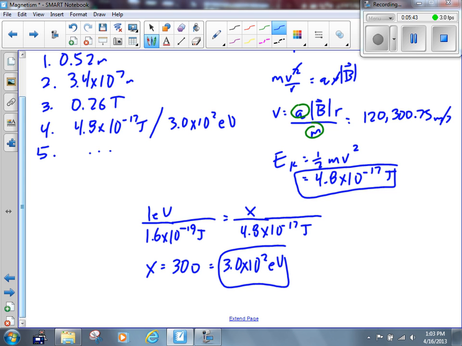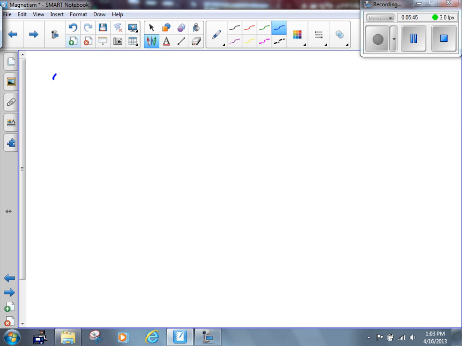And finally, number 5. 5 is a real tricky one, but I really like the question. Be curious once we see what the answer is, how many people got this. We want to compare two numbers, the radius of the electron's path to the radius of the alpha particle's path. When we want to compare two things, the best way to do that is to divide them.